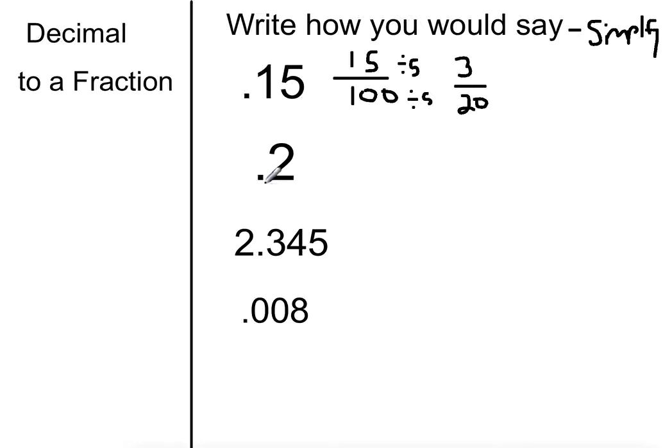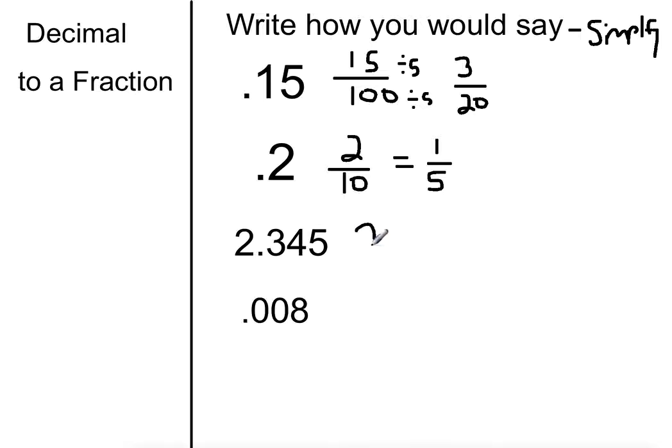All right, the next one. Think about how you would say it. 2 tenths, which would then reduce to 1/5. So what happens if there's a whole number in front? Well, you do the exact same thing.